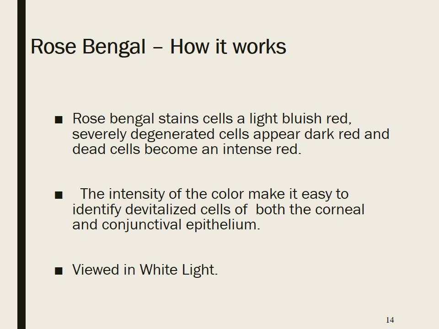Bengal stains cells a light bluish red, severely degenerate cells appear dark red, and dead cells become an intense red. The intensity of the color makes it easy to identify the devitalized cells of both the cornea and conjunctival epithelium. And we can view the staining using the white light.